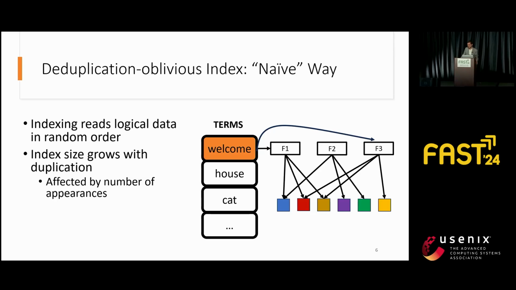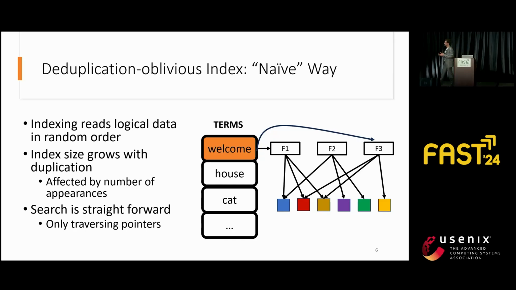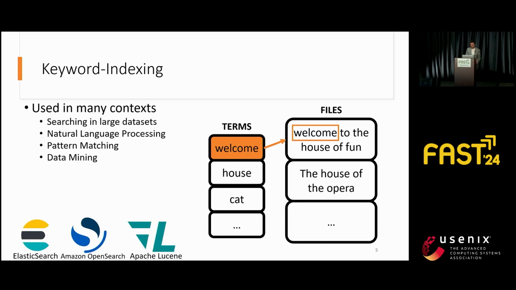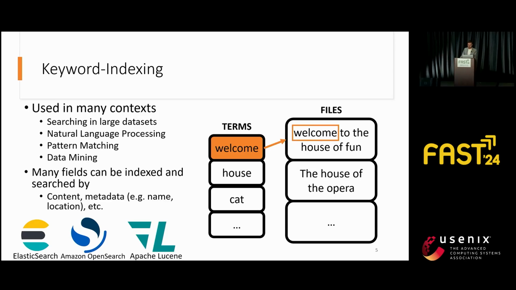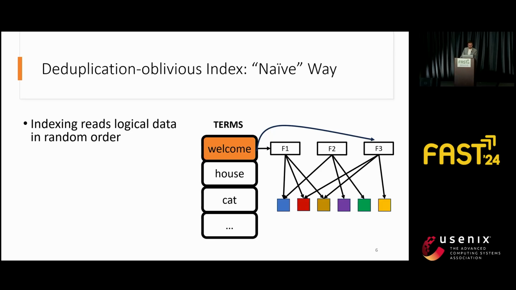All right, and the index size is going to grow with the duplicates, which means that if the same term or the same chunk is repeated many times, we're not going to benefit from deduplication when we index that. So that's a problem we try to address. But in this data structure, search is pretty straightforward. It's just like keyword indexes, where you have terms and they point to the files that contain them. It's a very simple data structure, and we can use it very quickly.